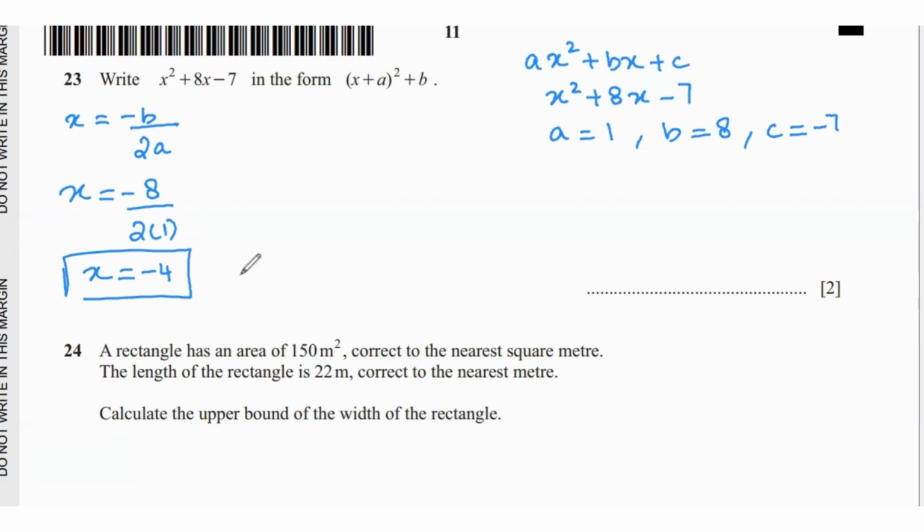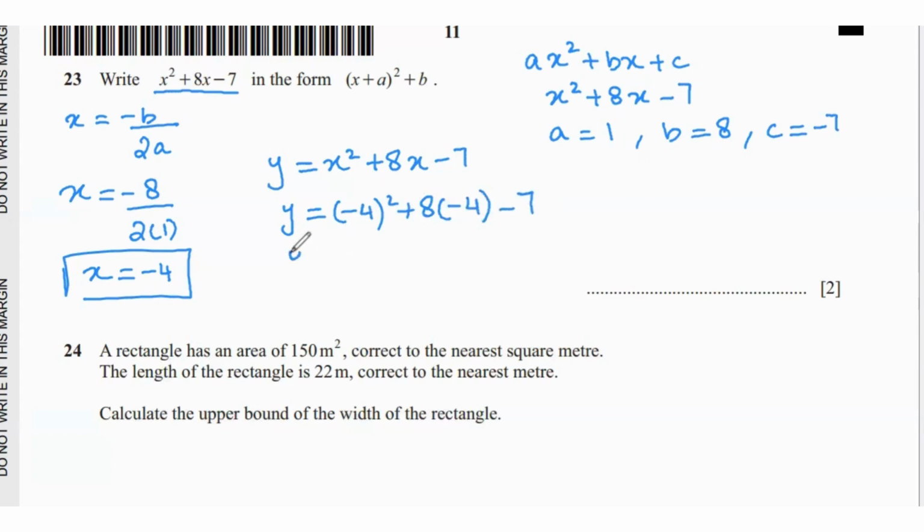So x equals negative 4 is the x coordinate of the turning point of this quadratic curve. To find the corresponding y value, we substitute it back into the equation. So y equals x squared plus 8x minus 7. That's going to be negative 4 whole square plus 8 times negative 4 minus 7. That's 16 minus 32 minus 7, and that leaves us with negative 23.